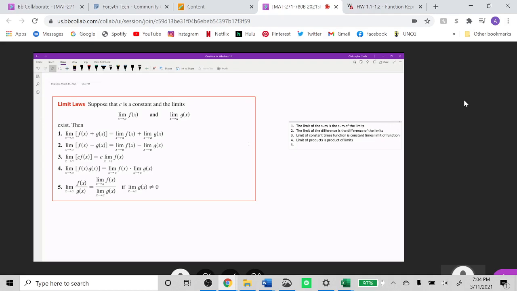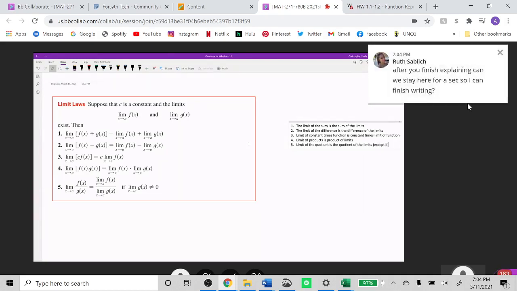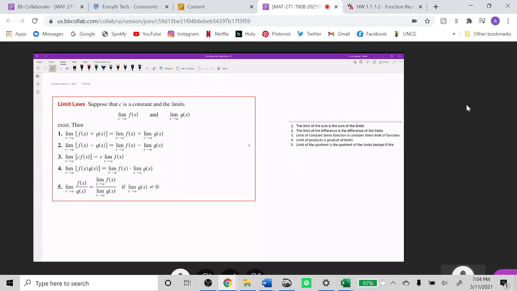And the last one here, the limit of the quotient is the quotient of the limits, except if the denominator is 0, right? Or as long as the bottom limit is not 0.